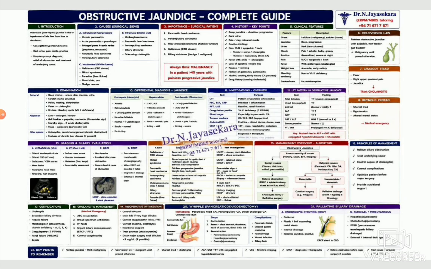So, obstructive jaundice is not just a topic to memorize. It is a logical sequence. Obstruction causes bile stasis. Bile stasis causes jaundice, pale stools, dark urine, itching, infection, then the malabsorption and eventually organ dysfunction. Once you understand the mechanism, the entire topic becomes easy.